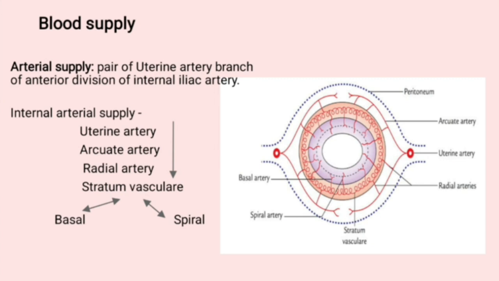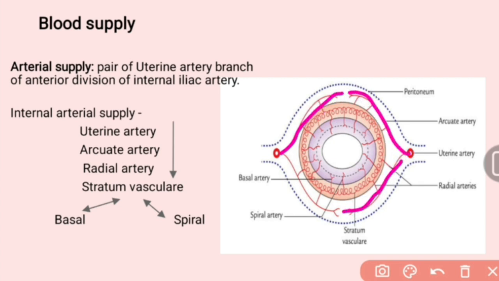First of all, the uterine arteries of both sides anastomose on the anterior and posterior surface of the body in the midline. After anastomosing, they give rise to the radial arteries that arise from the arcuate artery. And these radial arteries pierce the myometrium centripetally and anastomose with each other to form the stratum vasculare. This is the stratum vasculare in the middle of the muscular coat.